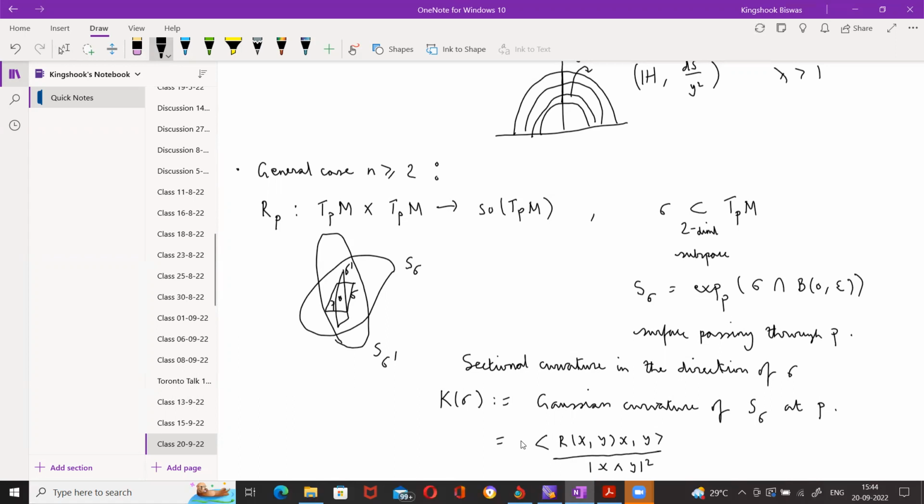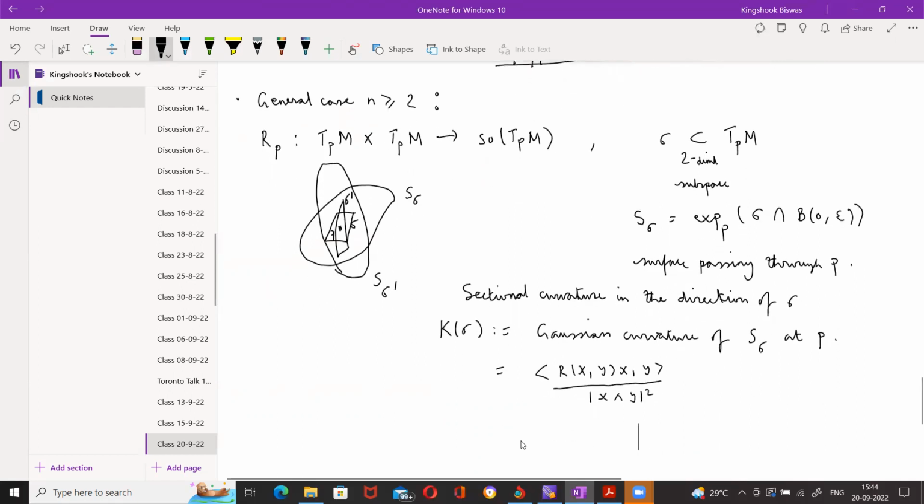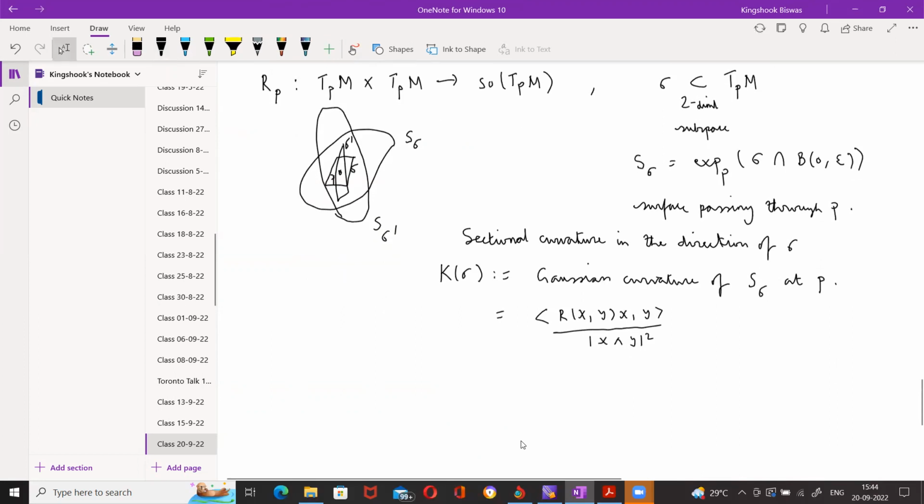I think this Gaussian curvature of S sigma, if I remember correctly, do Carmo mentions is Riemann's original definition of sectional curvature. So it's a very geometric definition, right? It's the Gaussian curvature of a surface formed by geodesics, because it's the image of a plane under the exponential map.